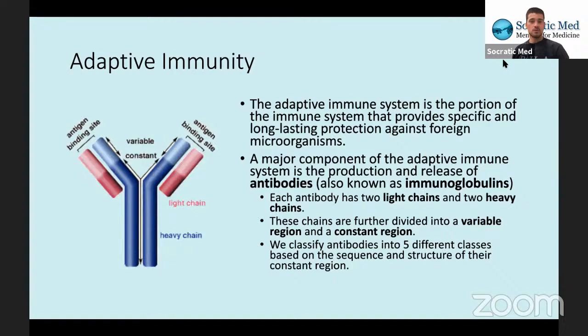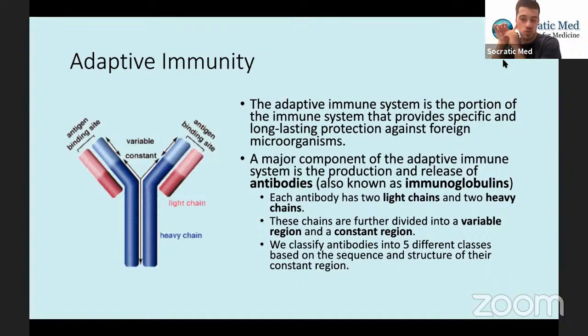Okay, so we talked a little bit about innate immunity, and now we're just going to go to the second part, which is adaptive immunity. To the left, I put the structure of an antibody, which we're going to talk about. The adaptive immune system is the portion of the immune system that provides specific and long-lasting protection against foreign microorganisms. So the adaptive and innate immune system work together. It's sort of like two arms on the same person.